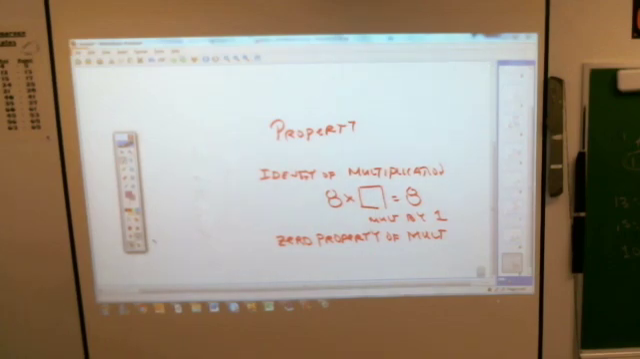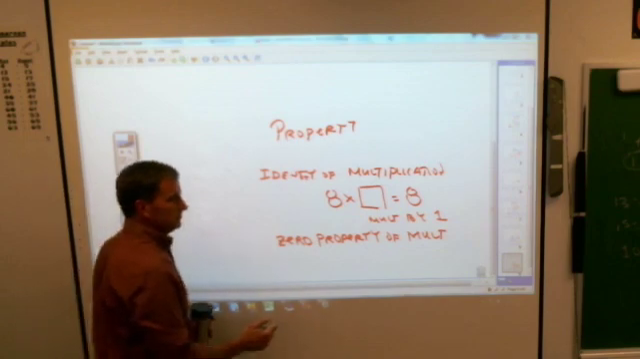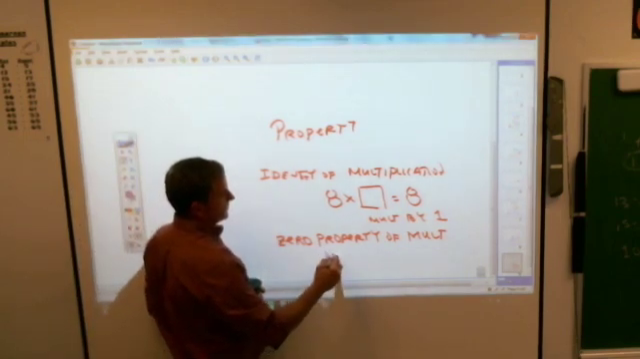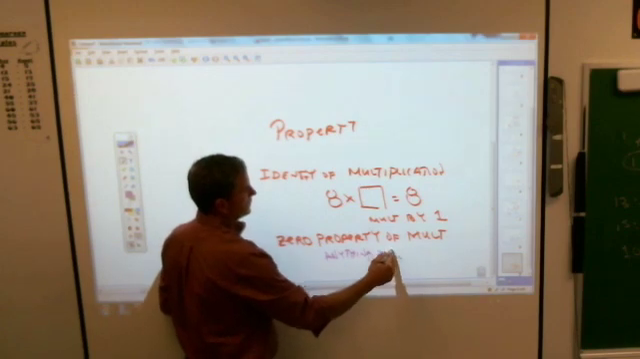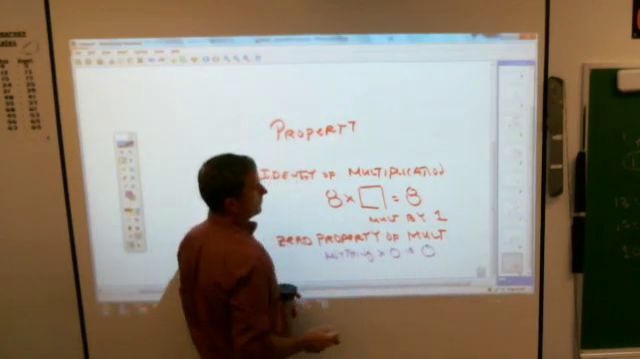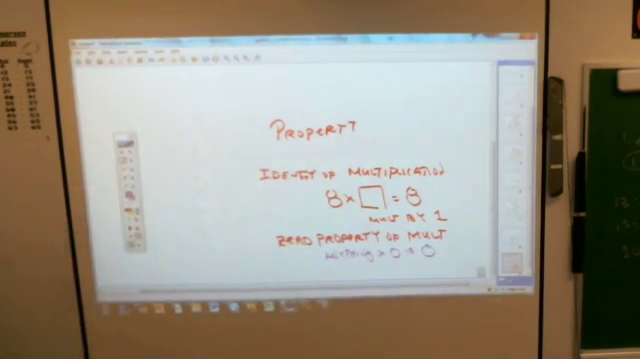Sam says times 0 is 0. For example, 2 times 0 equals 0. So what is the general phrase I can say? Anything times 0 is 0. Yeah, and that's what it is. Anything times 0 is 0.